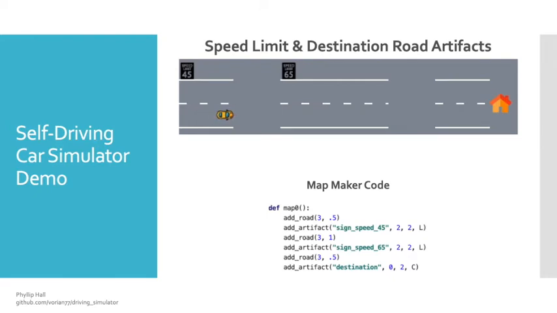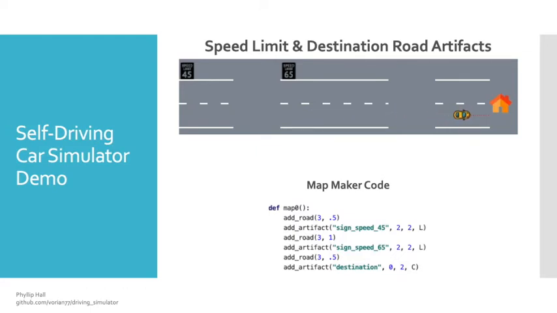In this map, the first road contains a 45 speed limit road artifact. The classifier for this artifact sets the car's speed to 45. The second road contains a 65 speed limit road artifact. When the car approaches this artifact, its classifier sets the car's speed to 65. For any road that doesn't have a speed limit road artifact, the car drives at its most recently set speed.